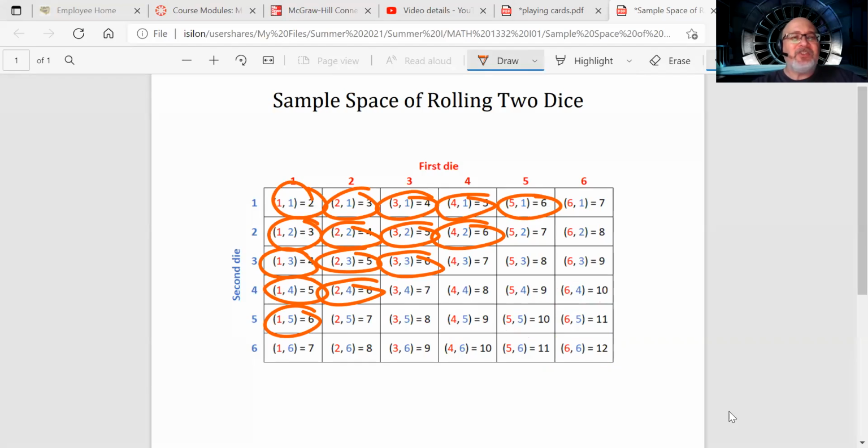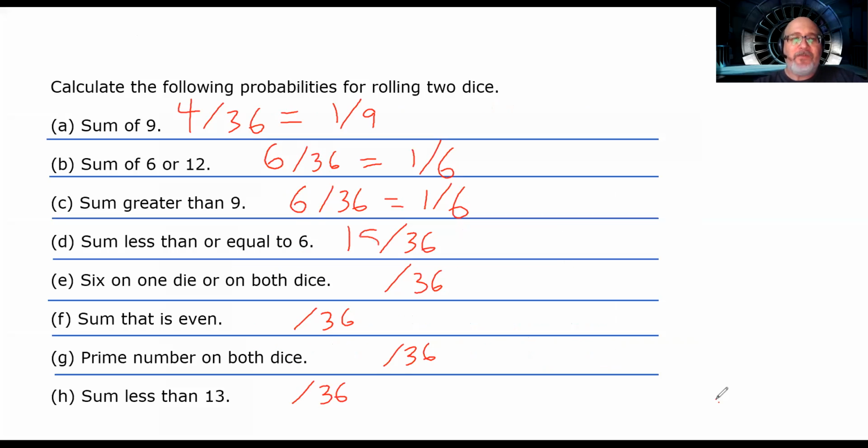The probability the sum is less than or equal to 6 is 15 out of 36. That can be reduced by 3. 15 divided by 3 is 5. 36 divided by 3 is 12. The probability is 5/12. For E, what is the probability there is a 6 on one die or on both dice?